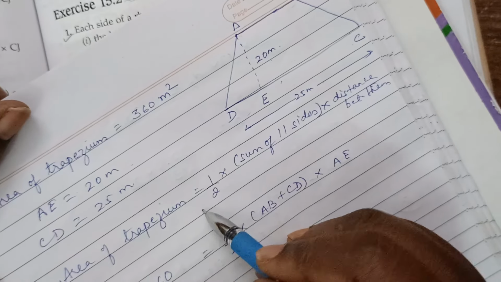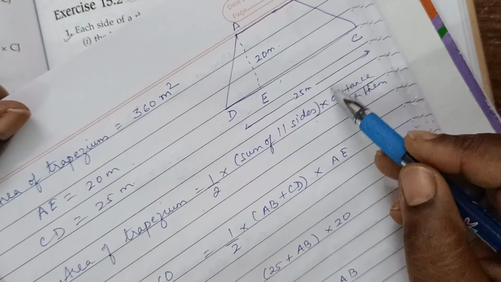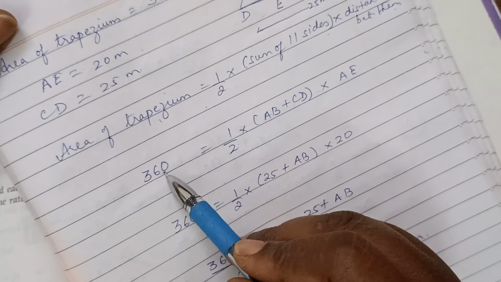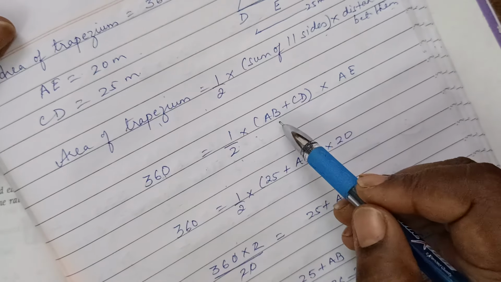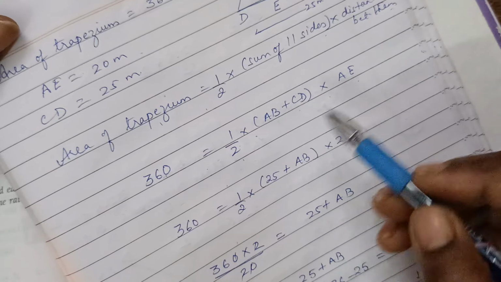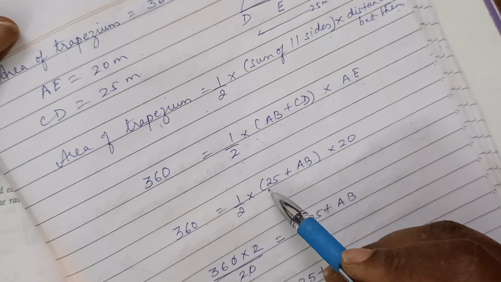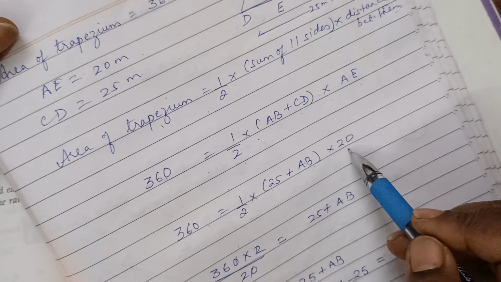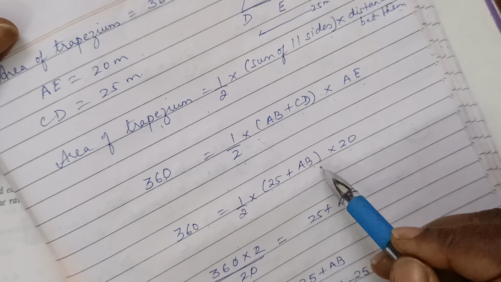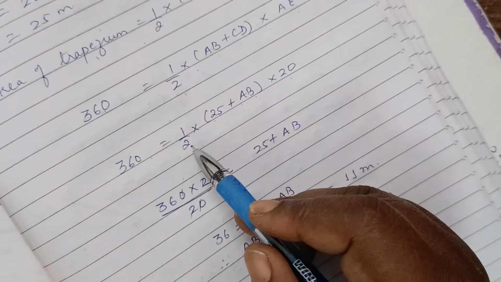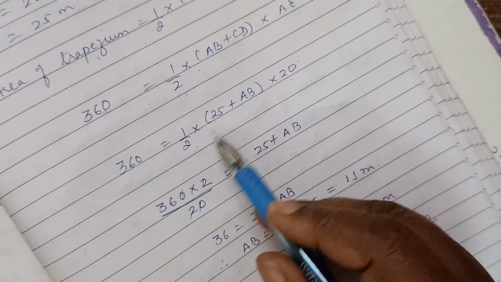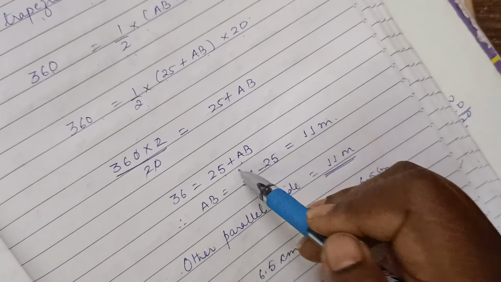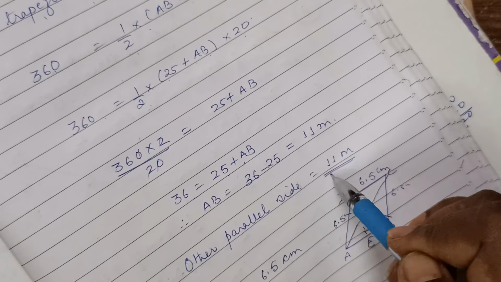The area of a trapezium is half into the sum of parallel sides into the distance between them. So in place of area, we put the value: 360 equals half into (AB plus CD) into AE, or 360 equals half into (25 plus AB) into 20. We don't know the value of AB because our aim is to find this side AB. Just solve it. It will become 36 equals 25 plus AB, or AB equals 11 meter.